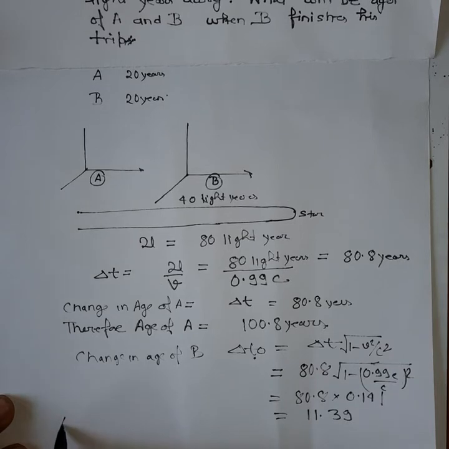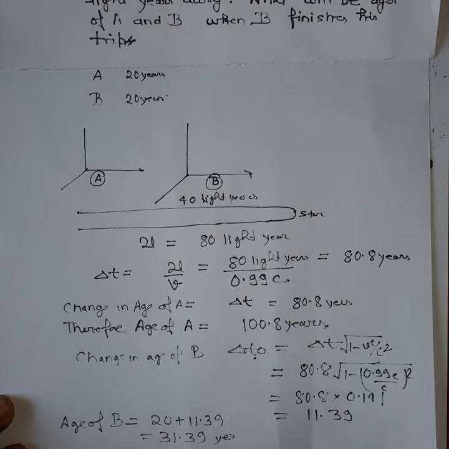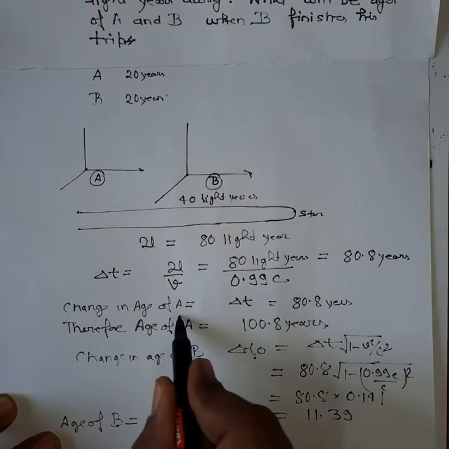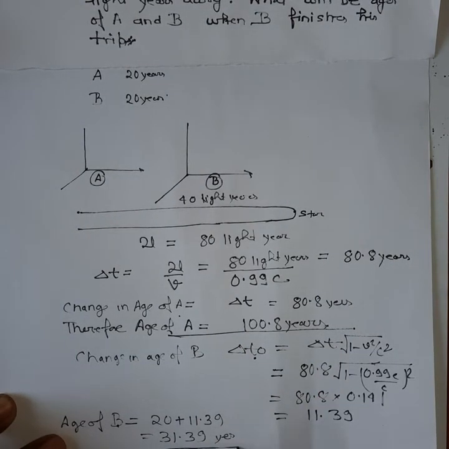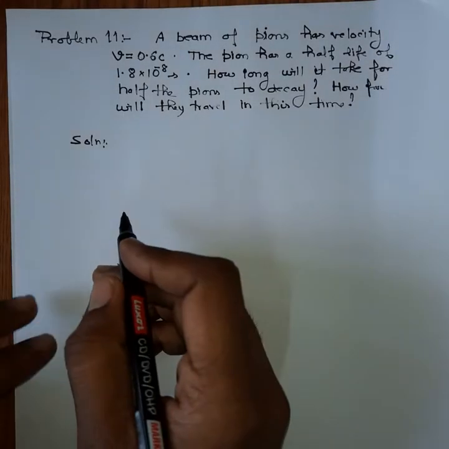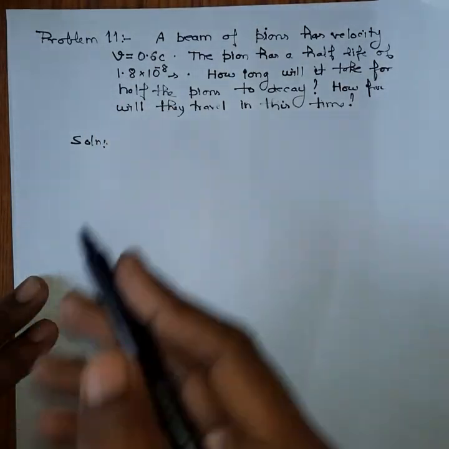Therefore, age of B will be equal to initial age, that is 20, plus 11.39, that is 31.39 years. So when B completes its journey, the age of A will be equal to 100.8 years and age of B will be equal to 31.39 years. Why this difference? This difference is because of the effect of time dilation. So we'll look at the next problem.